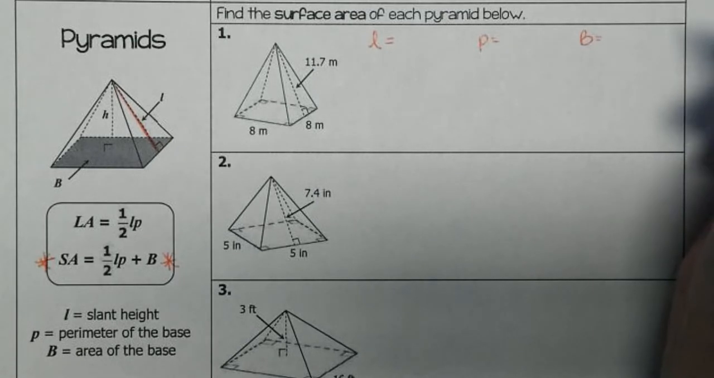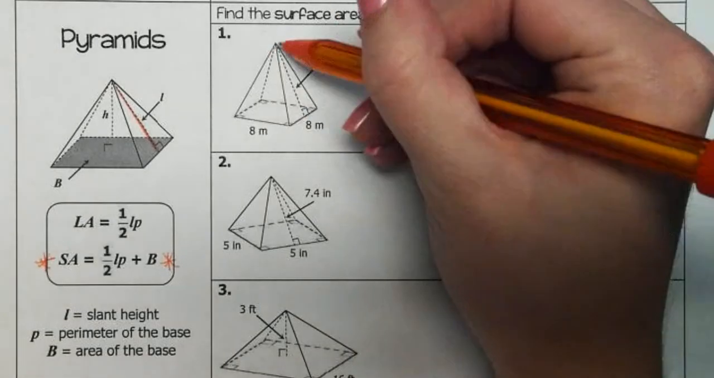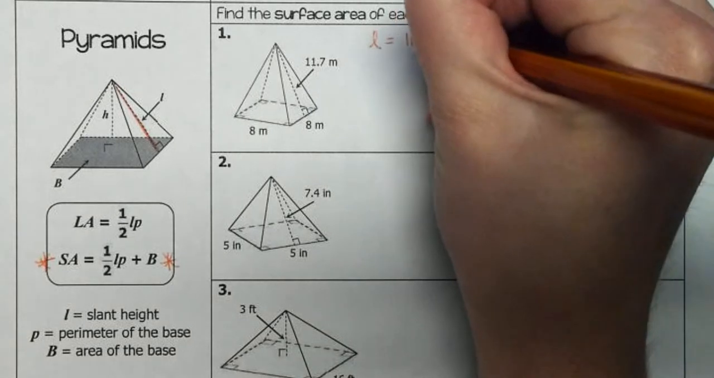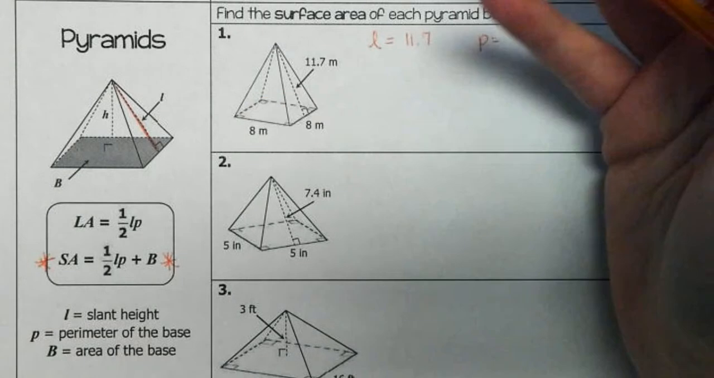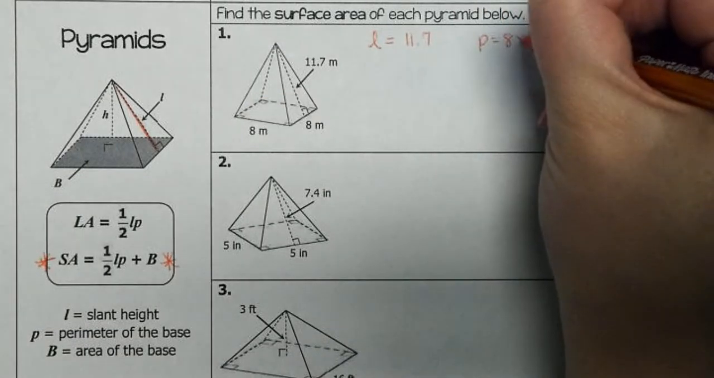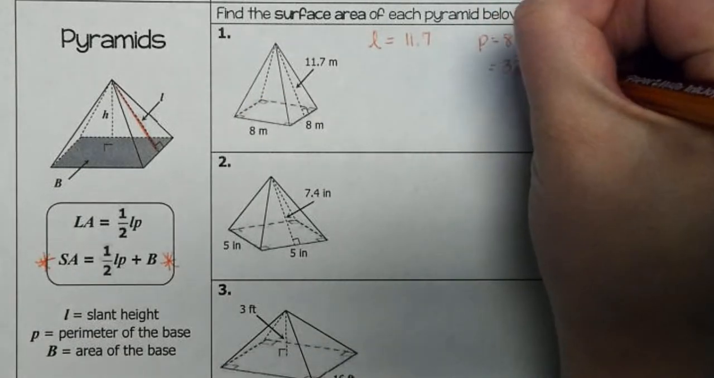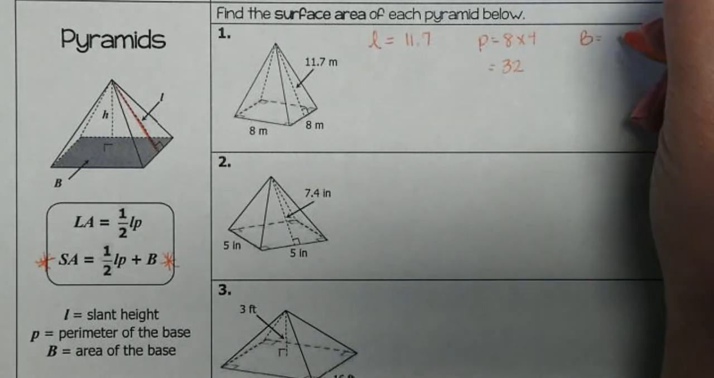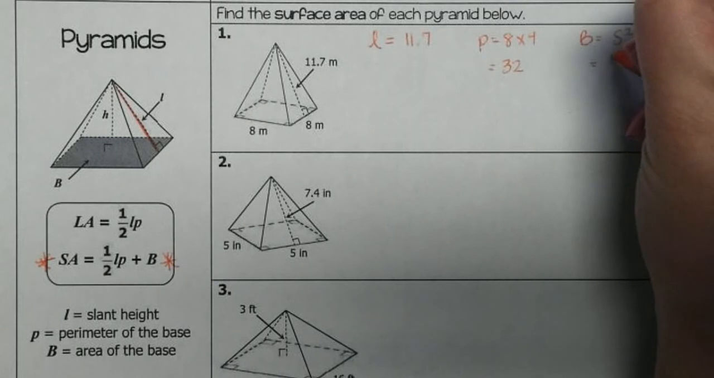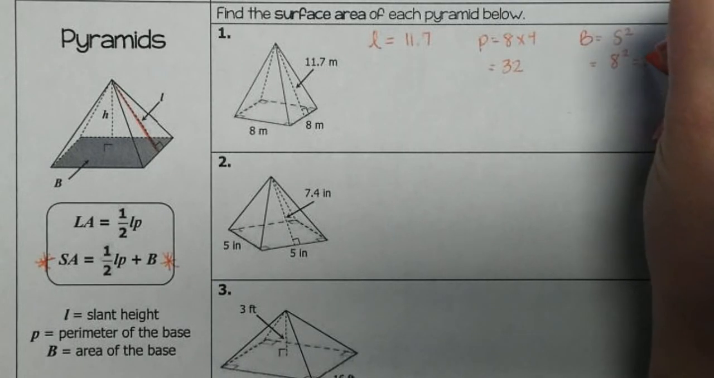So L is your slant height, and number one, it's 11.7. P is your perimeter of your base. It looks like we've got a square down here, so I'm just going to take 8 times 4 to get 32. And then my area of my base, my area for a square is side squared, so that is going to be 8 squared, which is 64.